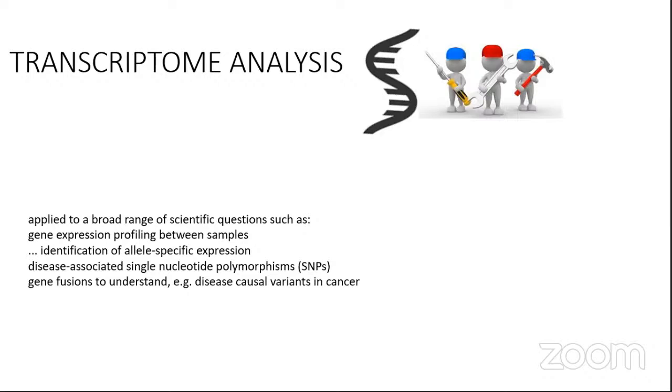Let us try to understand, because before we do any analysis we have to understand the significance. The knowledge from transcriptome analysis we can apply to a broad range of scientific questions, such as gene expression profiling between the samples, identification of allele-specific expressions, disease-associated SNPs, and gene fusions to understand disease and their causal variants in different types of cancers and different types of disease. So let us understand one by one what they are.